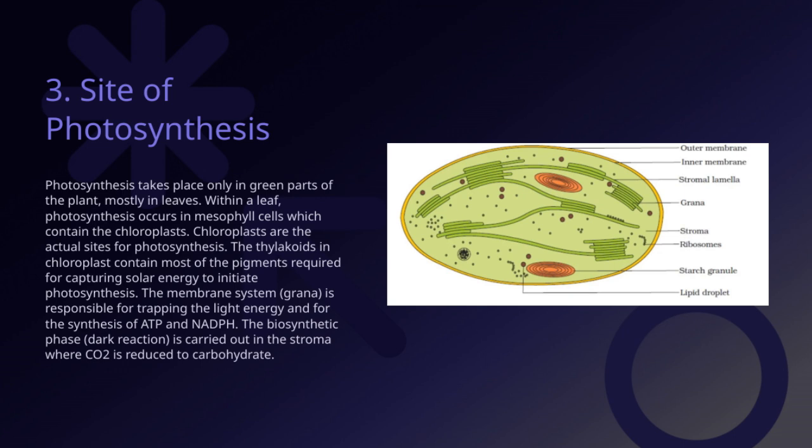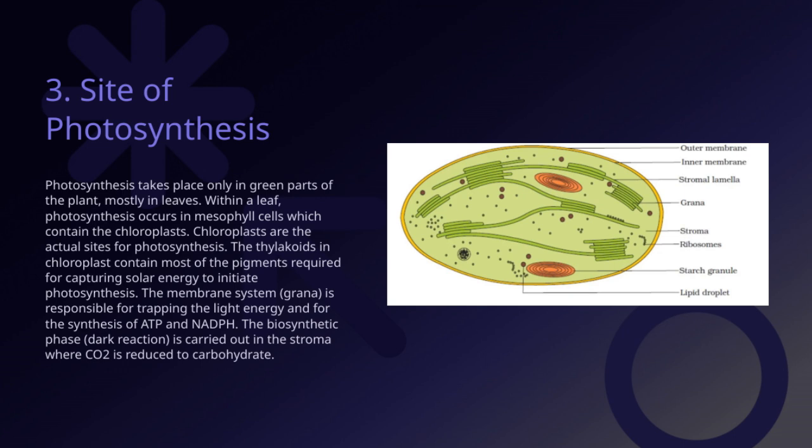Now the next phase, the biosynthetic or dark reaction, takes place in the chloroplast stroma, which is like the fluid-filled space inside the chloroplast. Here, carbon dioxide is reduced to form carbohydrates, which are the sugars the plant uses for energy and growth.